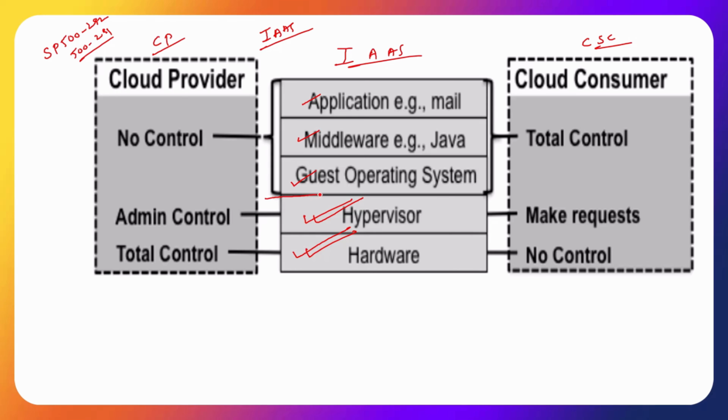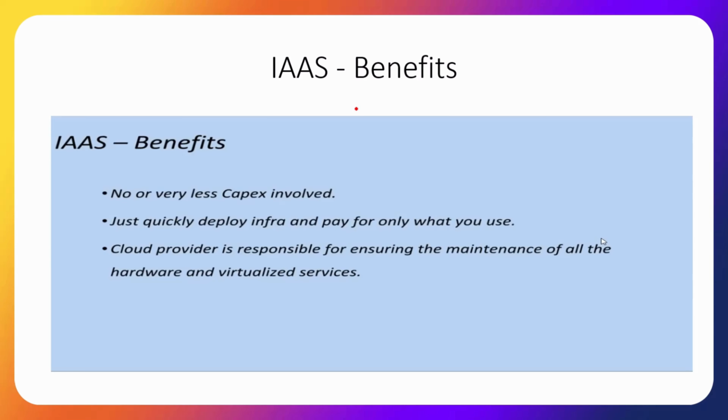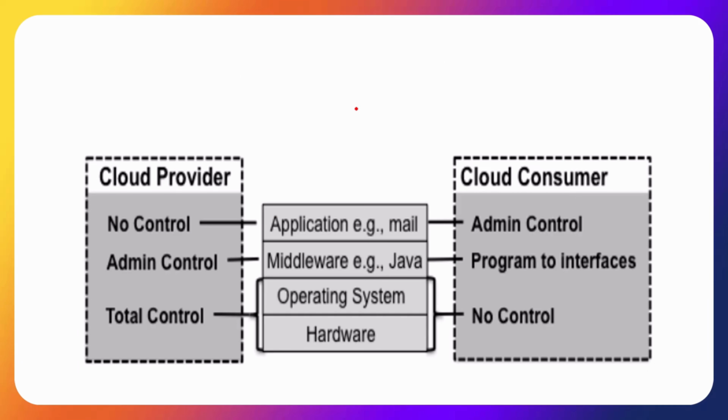And on top of that, the customer spins up the VM. On the VM, they install the guest OS, middleware, and application. So the customer has total control over the guest OS. In infrastructure as a service, the provider stops up to this point. From the guest OS, middleware, and application, it is the responsibility of the cloud customer. So I have control from the OS level itself in infrastructure as a service. That is one example.